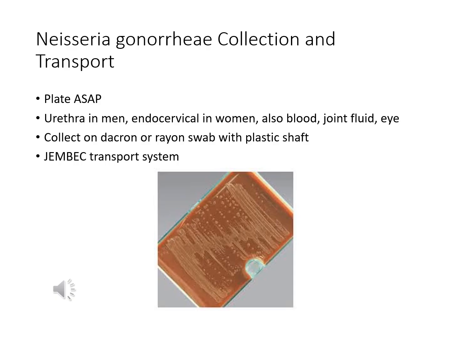However, you also can be asked to set up blood, joint fluid, and eye swabs, which would be collected on a Dacron or rayon swab with a plastic shaft. And if you have to transport this specimen and you can't set it up right away, there is a special plate called a JEMBEC transport system, and it's like a little rectangular plate that you will directly swab onto. There's a little disc that will help create a CO2 environment. So you put the lid on the plate and it goes in the Ziploc bag until you can actually plate it up.